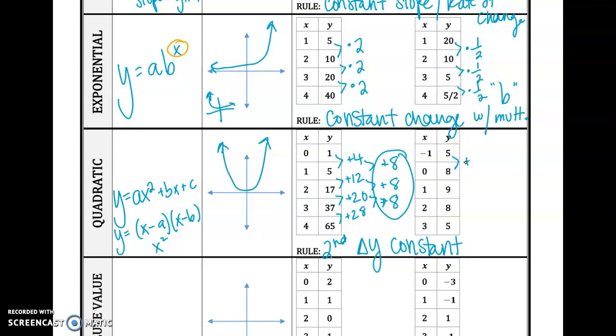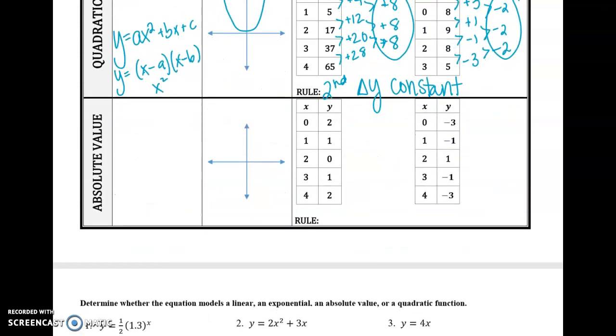Let's try it again. 5 to 8 is plus 3, 8 to 9 is plus 1, 9 to 8 is minus 1, 8 to 5 is minus 3. So to get from 3 to 1, you had to subtract 2. To get from 1 to negative 1, you subtract 2. And to get from negative 1 to negative 3, you also subtract 2. So there's my second change in y is constant. Therefore, that is a quadratic function.